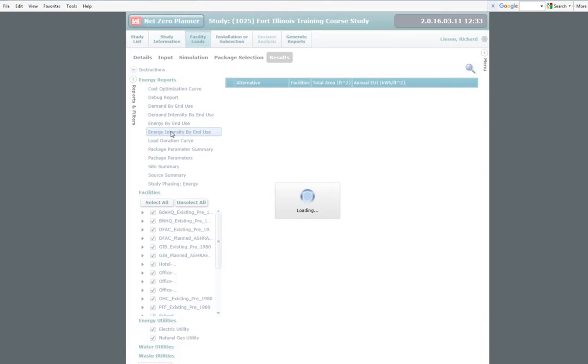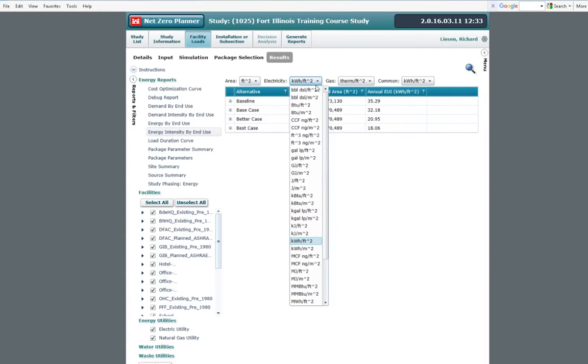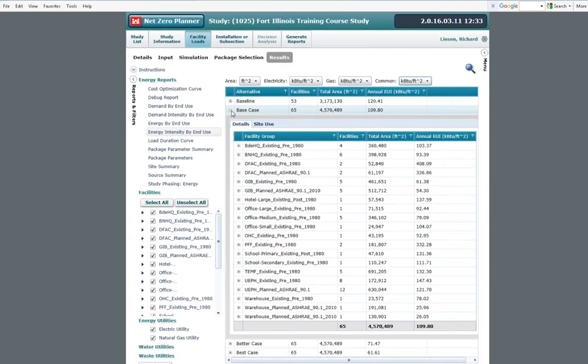So the energy intensity by end use allows you to go into every building and get these in whatever units you like looking at. I'm going to change them to kBTUs to have them common all the way across. My kBTU per foot squared is better than my kilowatt hour or watt per foot squared meter. I know these metrics better. So we can see right here the annual EUI, which we just saw in the site summary. So we see a summary of what we have here. But let's look at our base case.